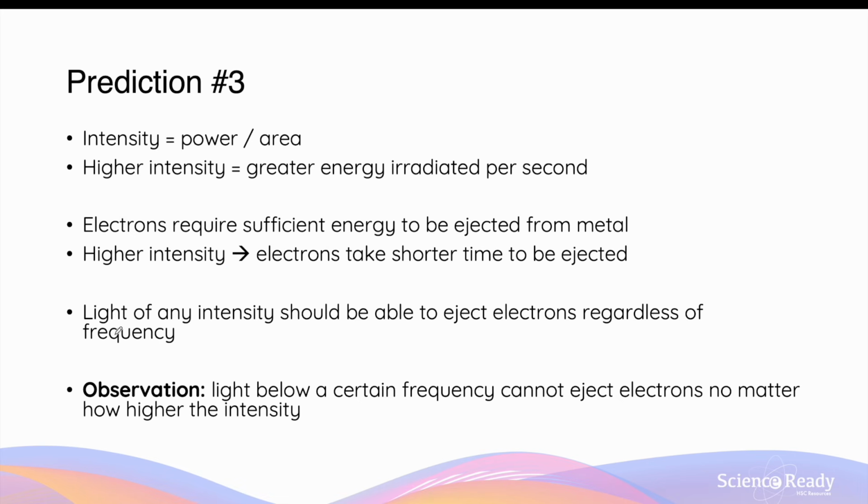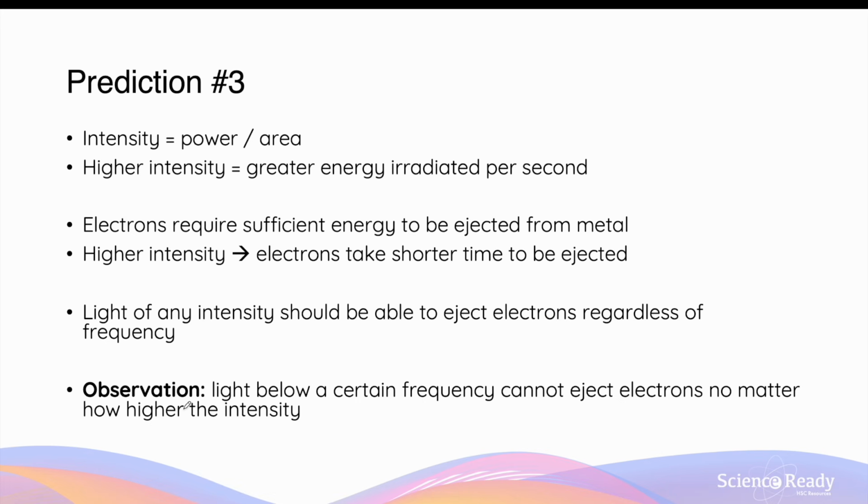The third prediction made by the classical model is that light of any intensity should be able to eject electrons regardless of the intensity nor the frequency. Different intensity of light only changes the time taken for the electrons to be ejected.